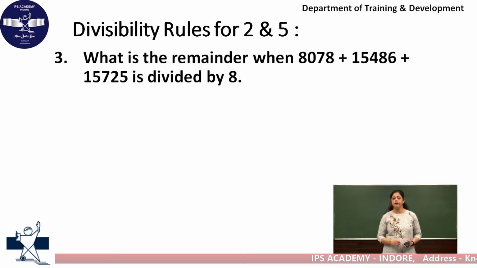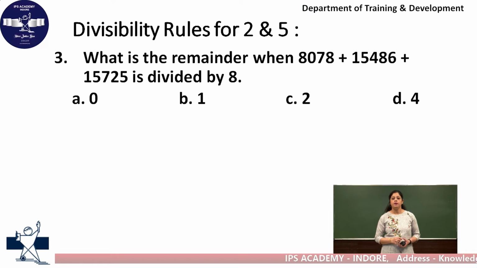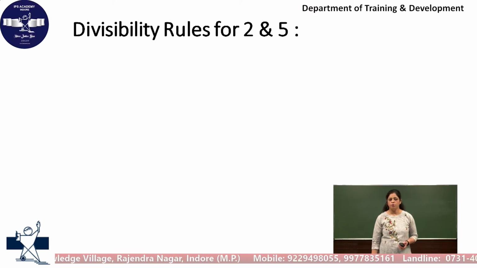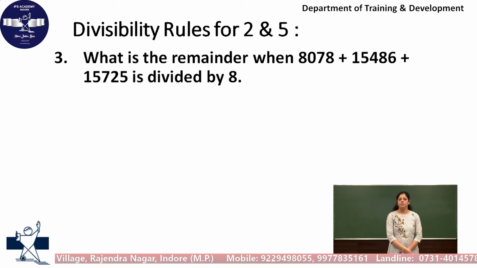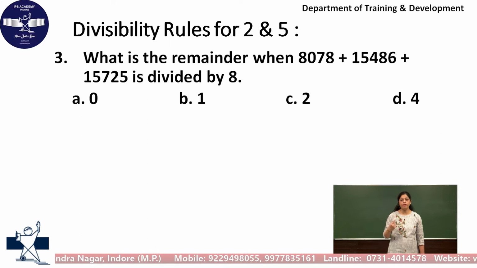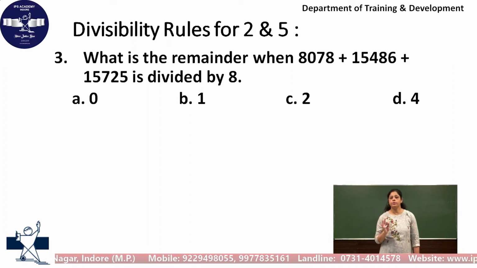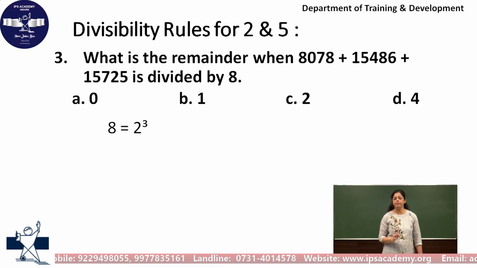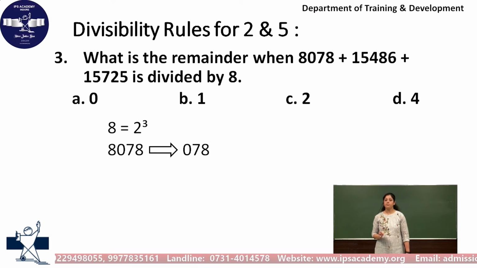Now what is the remainder when this thing is divided by 8? Now can you answer me this question? Yes, Ali? So now in this case, what is the remainder when this thing is divided by 8? Now 8 is the third power of 2. So we are going to consider only the last 3 digits, and then we are going to divide those 3 digits by 8. Right? So 078 divided by 8.